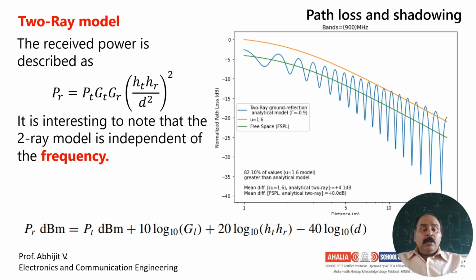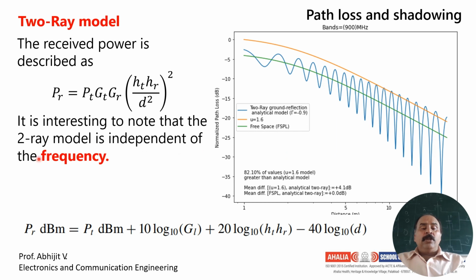The received power PR, as we have seen already, PR will be equal to PT GT GR into (HT HR / D squared) the whole square. HT and HR are the heights of the transmitting and the receiving antennas respectively. So now this graph is what we are going to study.